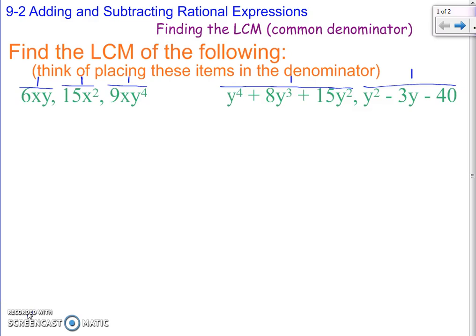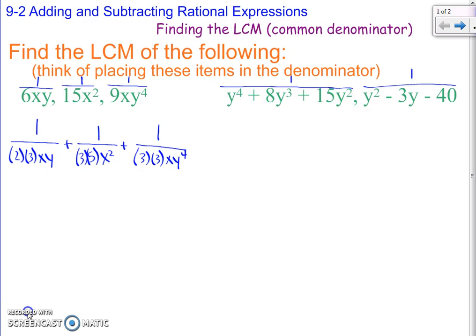When we have just items like this, remember, we aren't doing the x in factoring, we're just writing down the prime factors. So we would rewrite this as 2, 3, xy, and then you can just put plus signs in between. We're not actually going to be adding them, we're just trying to find the common denominator. This one is 3, 5, x squared, and 3, 3, xy, 4.